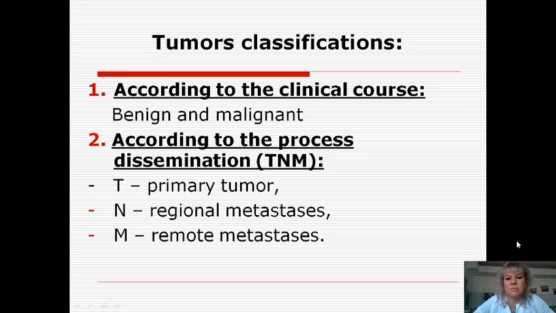Tumor classifications. There are several classifications of tumors. The first classification is according to the clinical course: benign and malignant. We talked about different types of tumors, and this classification is very important. The next classification is according to process dissemination, TNM, where T is the primary tumor node, N is regional metastasis present or absent, and M is remote metastasis present or absent.